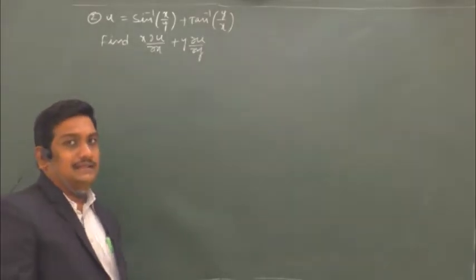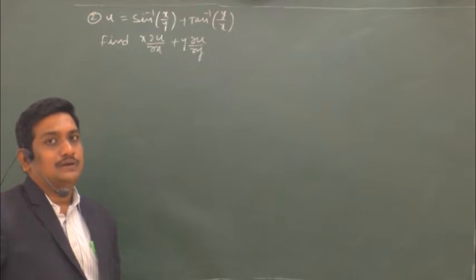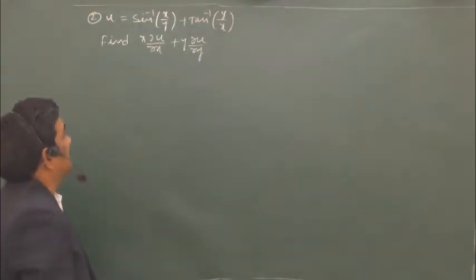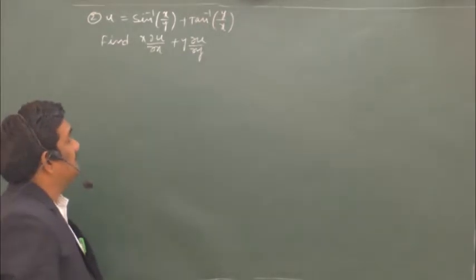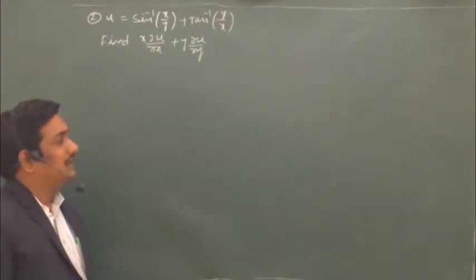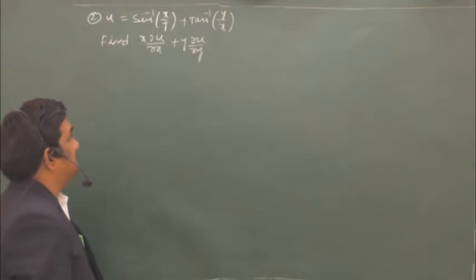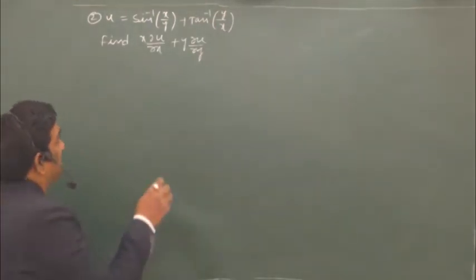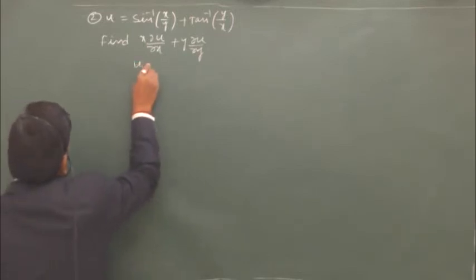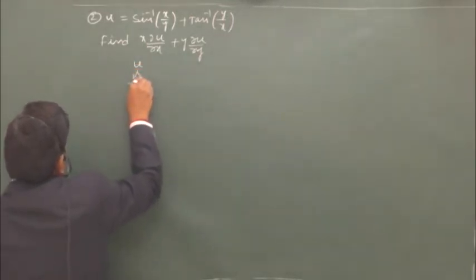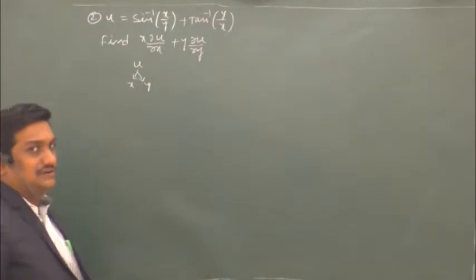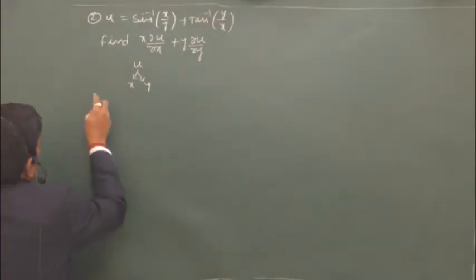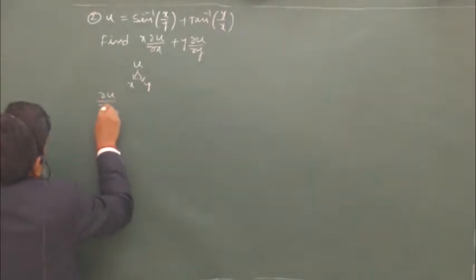Let us take another example problem on partial derivatives. A function is given: u equals sin inverse of x by y plus tan inverse of y by x. You need to find the value of x into dou u by dou x plus y into dou u by dou y. Here you can see that u is clearly a function of x and y. Now, let us start finding dou u by dou x.